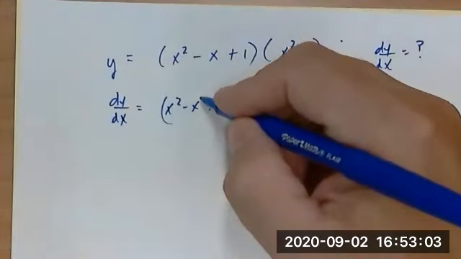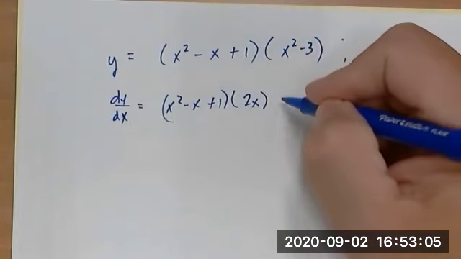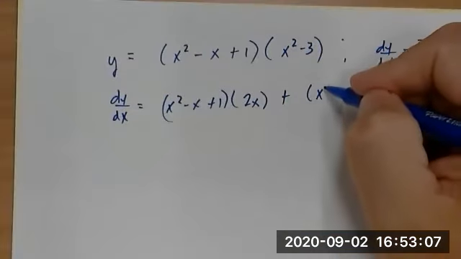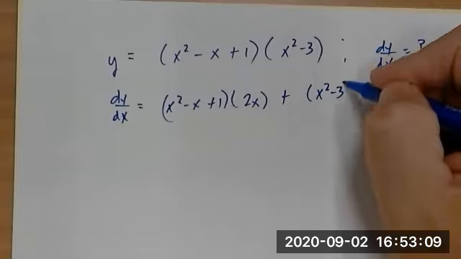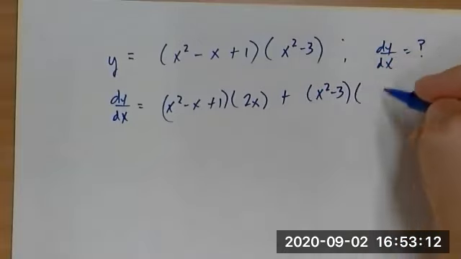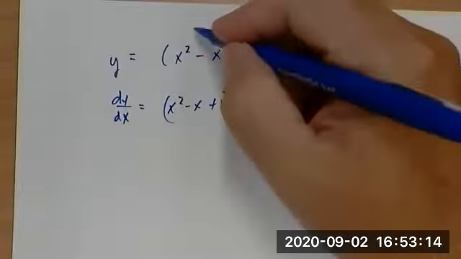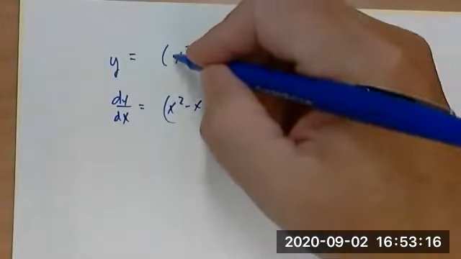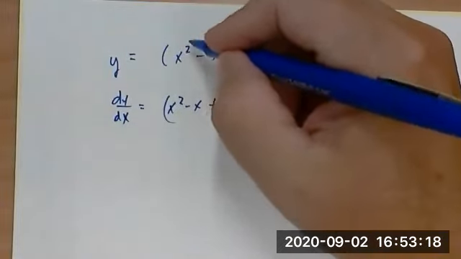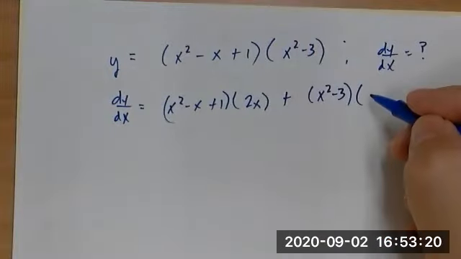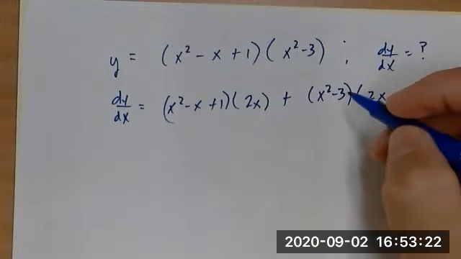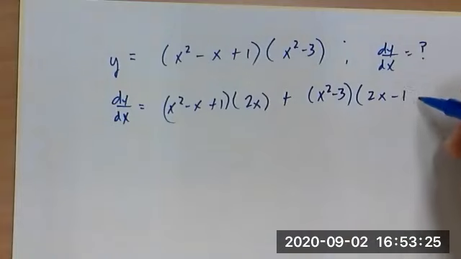So the first times derivative of the second plus the second. So I copy down my second parenthesis times the derivative of the first. This first parenthesis, I have 3 terms. I take the derivative one at a time. So it's 2x minus 1.